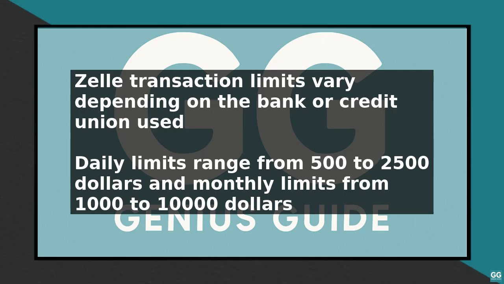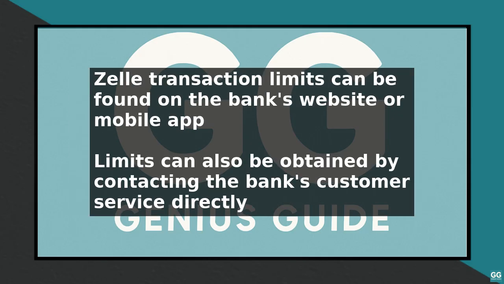Firstly, it is important to note that Zelle transaction limits vary depending on the bank or credit union you are using. Typically, the daily limit for Zelle transactions ranges from $500 to $2,500, while the monthly limit can range from $1,000 to $10,000. However, these limits may be higher or lower depending on your bank's policies and your account type.